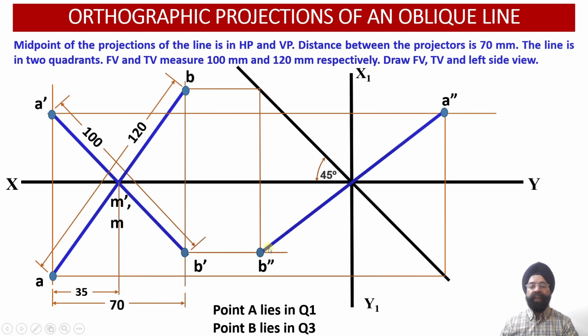So this way we have been able to obtain the front view projections A dash, B dash, the top view projections A, B over here, and finally the left hand side view projections, that is A double dash, B double dash projections, have also been obtained. So this is all for today.